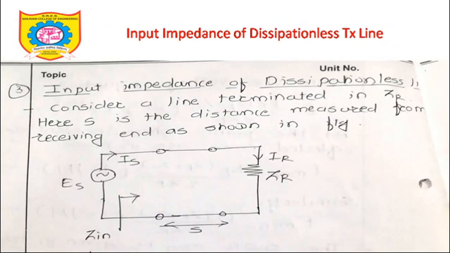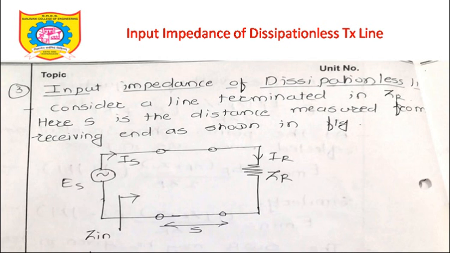Now it is time to discuss the next point of the unit, the input impedance of the dissipation-less line. We have gone through the distortion-less line. Now we'll talk about the dissipation-less line, or lossless line. We will understand how to derive certain expressions related to the dissipation-less line and input impedance. This is an important expression because on it we are going to base the lambda by 4 line and lambda by 8 line.